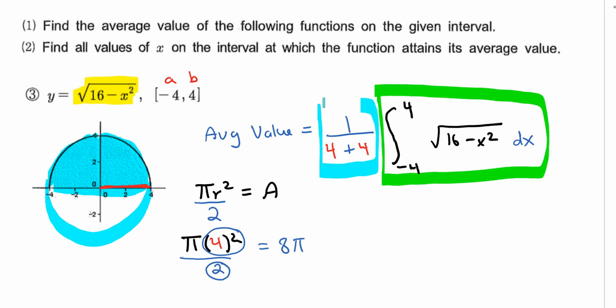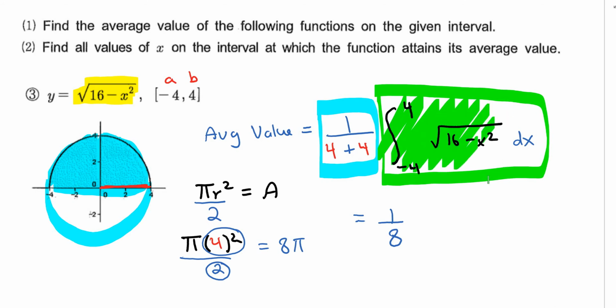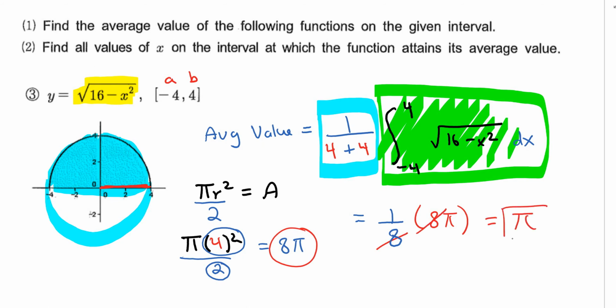So that works out really nicely because I can just speed up my calculations now. If I look at this blue box, 1 over 4 plus 4 is going to be 1 over 8. And this entire green section is just the area from negative 4 to 4, and we just calculated that area is 8 pi. So I can just multiply this by 8 pi. The pi's cancel off, and my average value is just pi in this case.